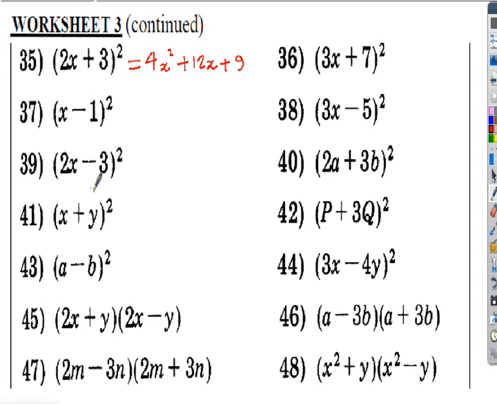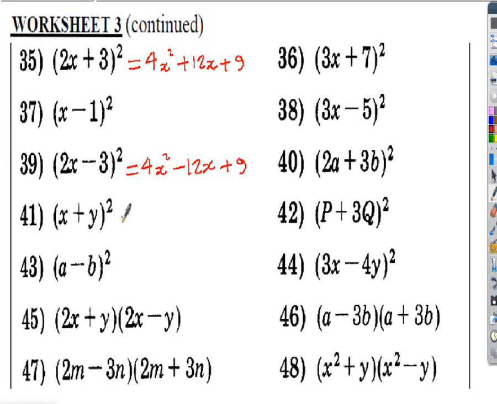Question 39, we have 2x minus 3 all squared, so our solution will be 2x all squared, that becomes 4x squared. The middle term is twice the product, so 2x multiplied by the negative 3 will be negative 6x multiplied by 2, that becomes negative 12x. And then the negative 3 squared is positive 9.